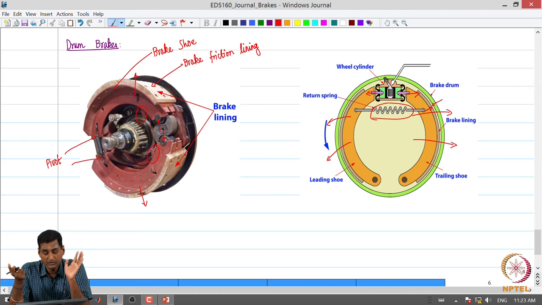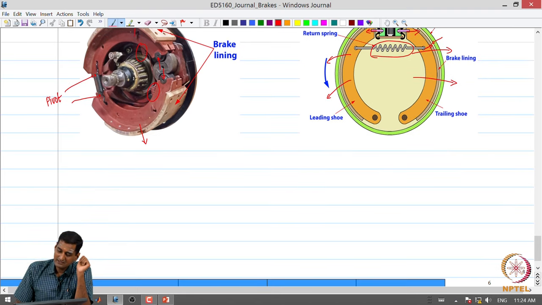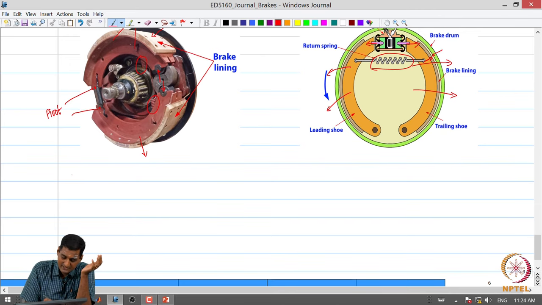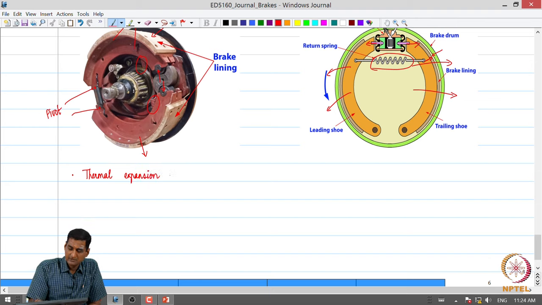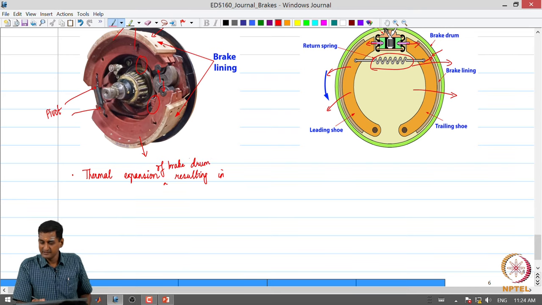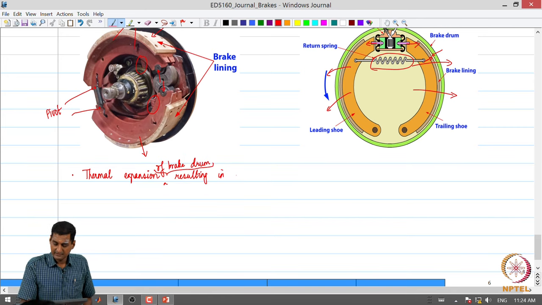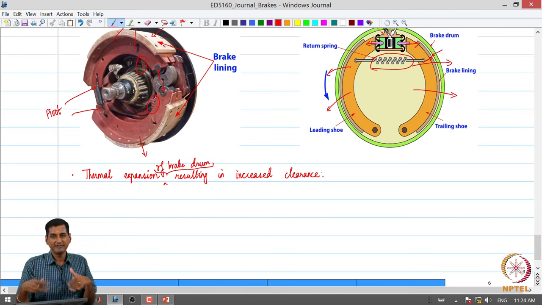So not only does the clearance increase due to brake pad wear, but also during the operation of the vehicle, due to what is called thermal expansion, the clearance is going to increase. So one issue we must be aware of is thermal expansion of the brake drum, which results in increased clearance. The clearance also increases due to brake pad wear, right. So that is another issue.